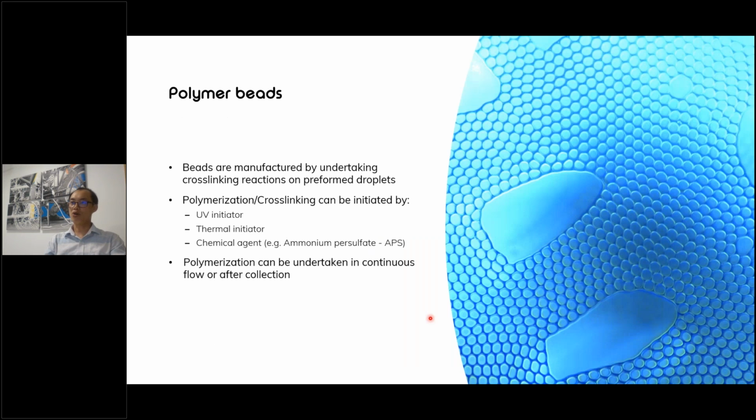The polymer bead can also be manufactured by undertaking a cross-linking reaction on the preformed droplet. So we can use polymerization. We can use different methods for initiating the polymerization or cross-linking reaction. For example, we can use a UV initiator or thermal initiator or chemical agent. So the polymerization can be undertaken in continuous flow or after collection using this method.